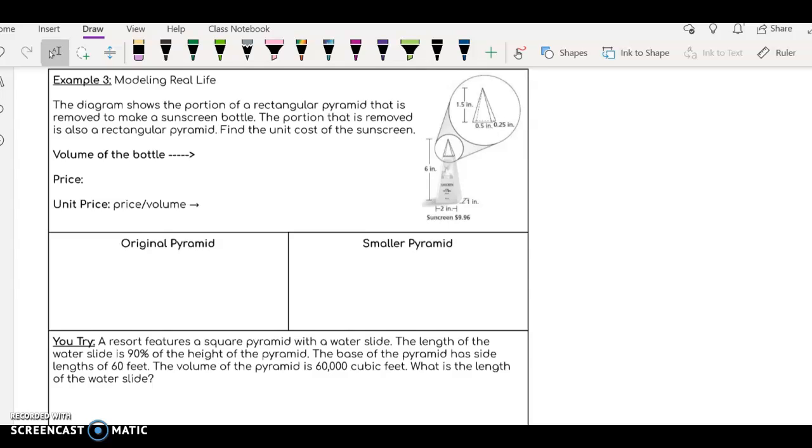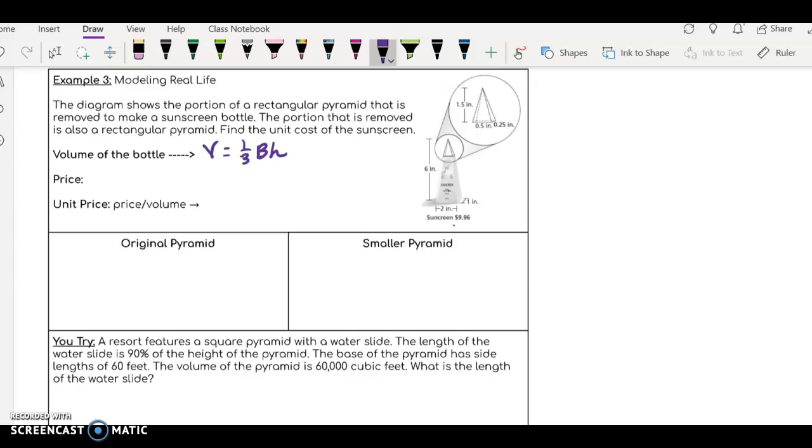All right, word problems. So the diagram shows the portion of a rectangular pyramid that is removed to make a sunscreen bottle. The portion that is removed is also a rectangular pyramid. Find the unit cost of the sunscreen. So the volume of the bottle, we are going to use volume equals 1/3 the area of the base times the height.